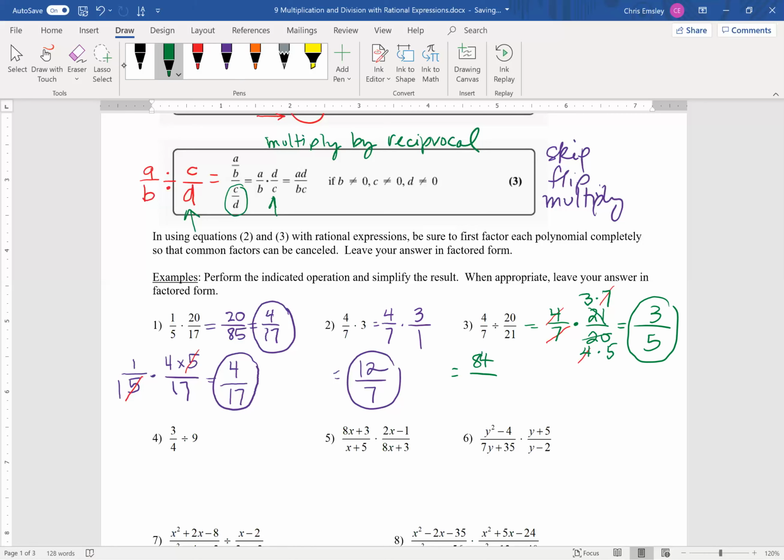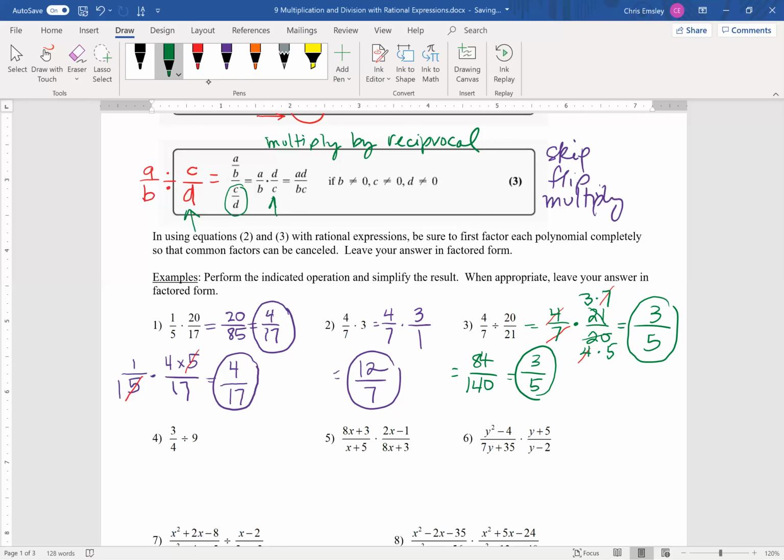And 7 times 20 is 140. That would be our denominator, and then we'd have to figure out how to reduce that. A lot of calculators will reduce fractions for you, so maybe that's easier. That reduces to 3/5. Either method is fine.